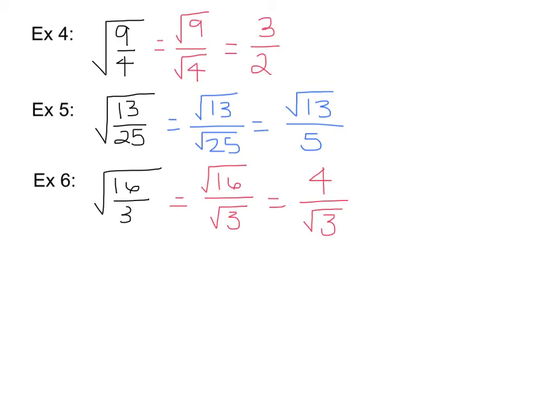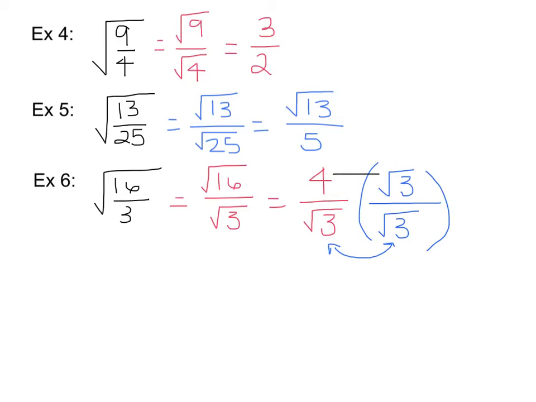Now, you are never allowed to leave a radical in the denominator. So, to get rid of my radical in my denominator, I have to rationalize my denominator. I have the square root of 3 in the bottom, so I need to multiply both the top and bottom by the square root of 3. These things need to match each other, so that my radical in my denominator goes away.